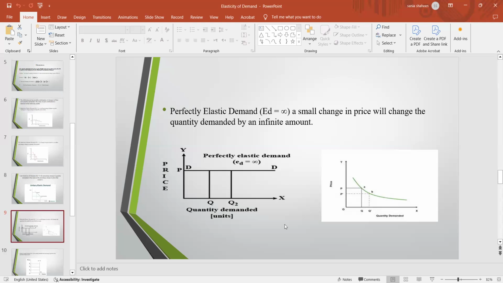But if he increases the price level, the consumers cannot buy that item. So at a very low price the consumers can buy, at this price level they can buy that commodity, so their demand increases by an infinite amount.